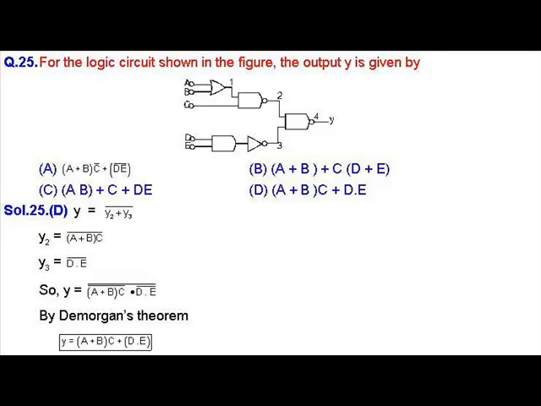By De Morgan's theorem, we can express this output y as y equals (a + b) · c + d · e. That is, option D will be the correct answer.